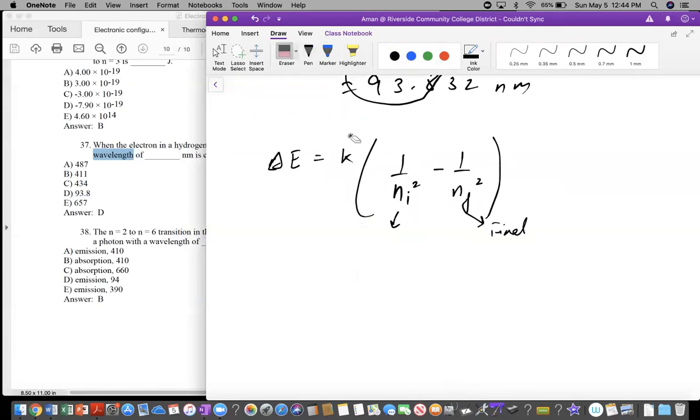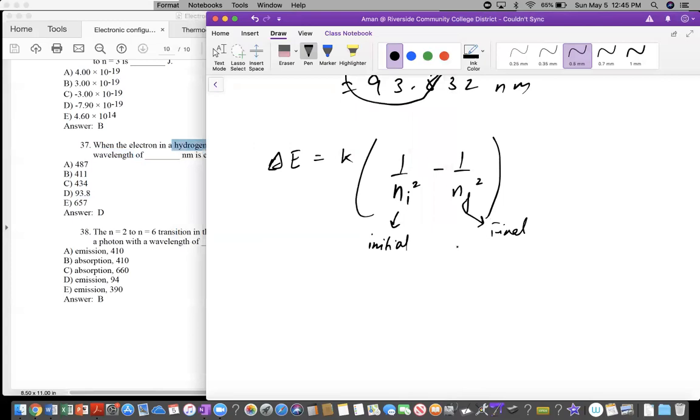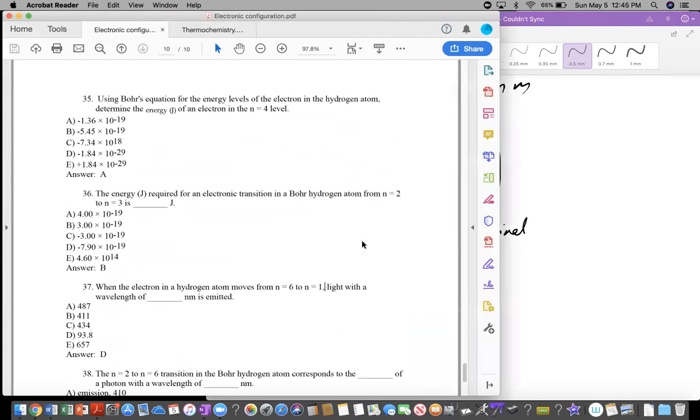It says it started on one floor and went to another floor, right? Like if you just see the same question, electron from n=6 to n=1, hydrogen atom moves from 6 to 1. So my initial is 6 and my final is 1. So we'll have a question kind of like this, where they're connected. Maybe like you see this question, number 36.